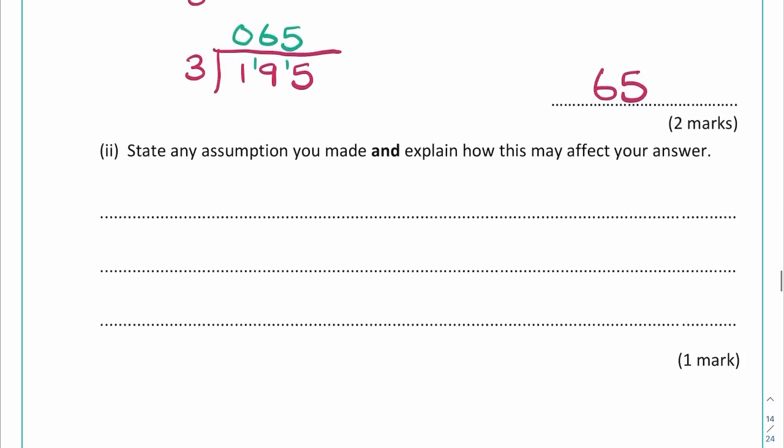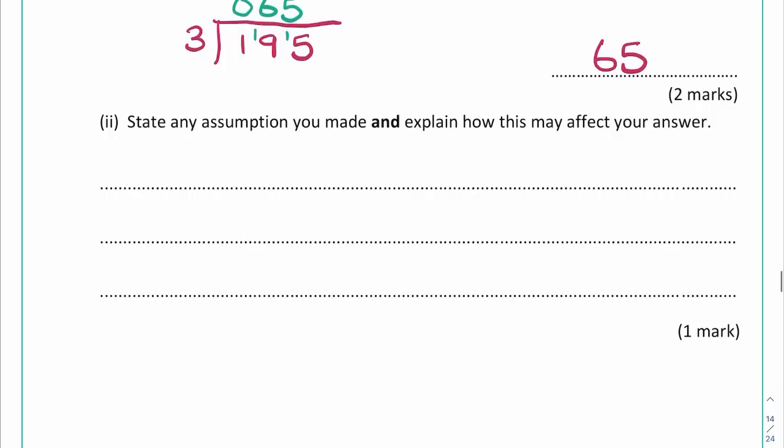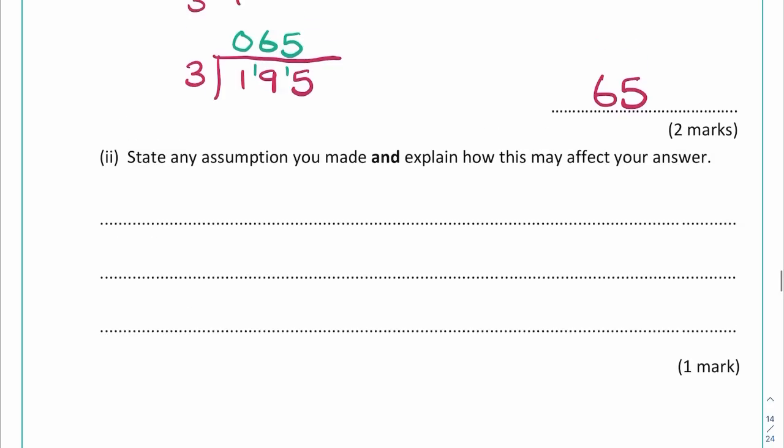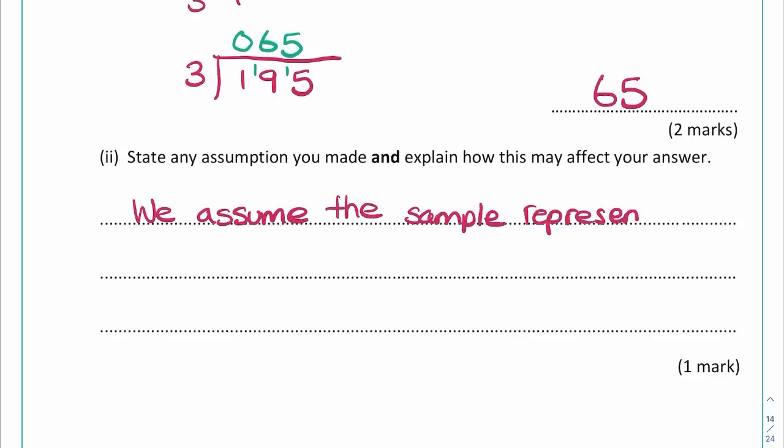For part B, it actually mentions something here that I've already talked about. It says state any assumption you made and explain how it may affect your answer. So we assume the sample represents the rest of the students. Now, if the sample does not represent the rest of the students, then our answer could be wrong. It could be higher or it could be lower.